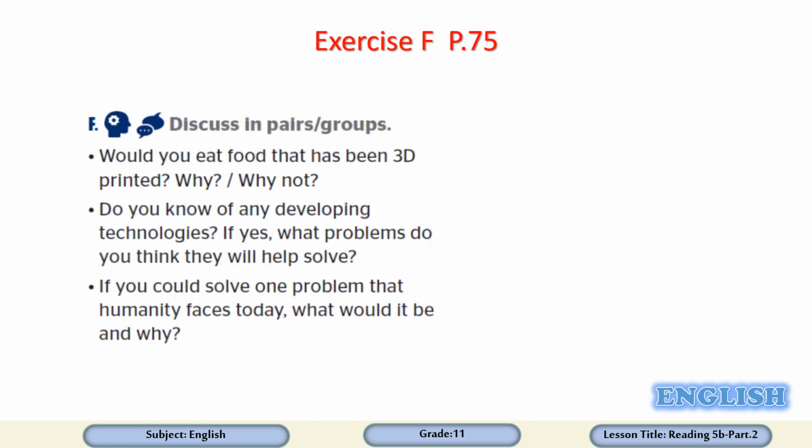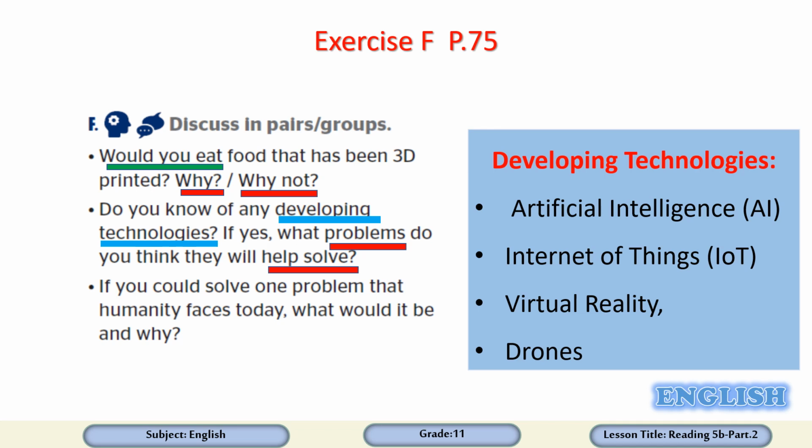We finish with exercise F. In this exercise, we have 3 questions to answer. Number 1, would you eat food that has been 3D printed? If yes, why? If no, why not? Number 2, do you know of any developing technologies? If yes, what problems do you think they will help solve? Here you may think of artificial intelligence, Internet of Things, virtual reality, or drones.